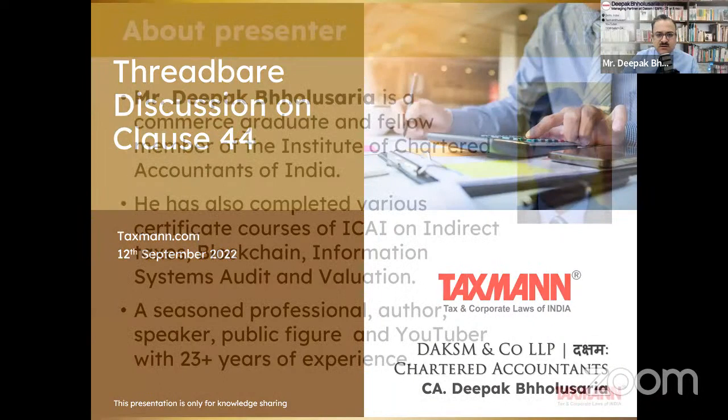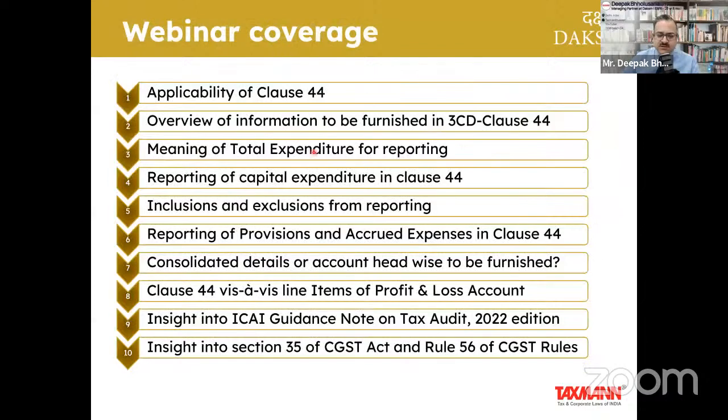Friends, we all know that Clause 44 was introduced 3-4 years back, but it was deferred till 31st of March 2022. So now, after 31st of March 2022, this Clause 44 needs to be complied with by all businessmen whose accounts are going to be audited under Section 44AB.